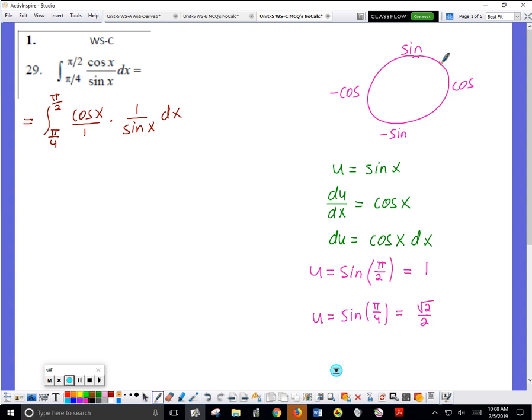So now I come over here. This is where we leave the world of x and enter the world of u, and we don't go back. Let's see, that would be 1 over u. Cosine x dx is du. Done. Well, it's done with the conversion from x to u.